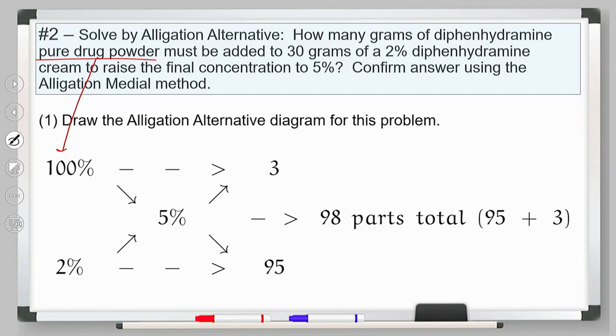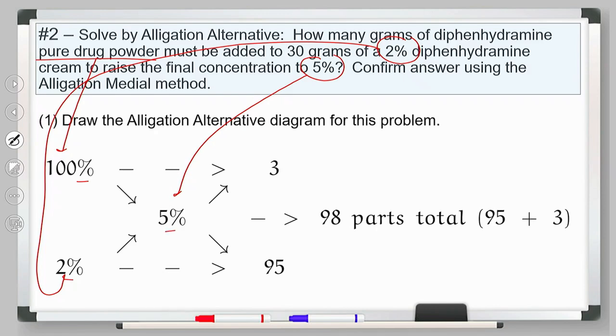We are adding that to a cream that contains 2% diphenhydramine. So to the 100%, we are adding 2%. Okay? And we're going to mix those together, and what do we want to form? We want to form 5%. So that is a percent, 100%, 2%, so that we can end up with 5%.